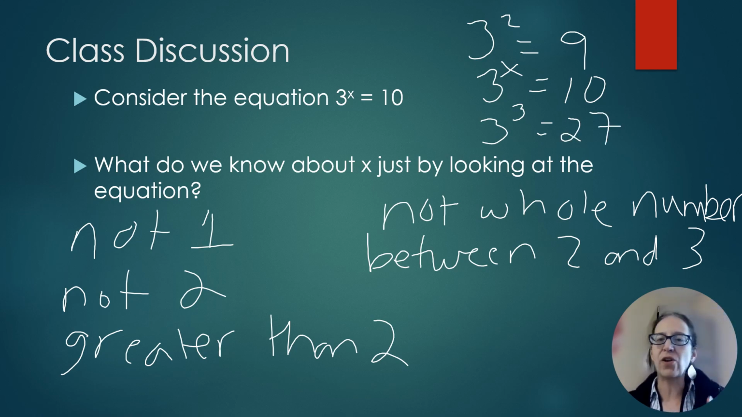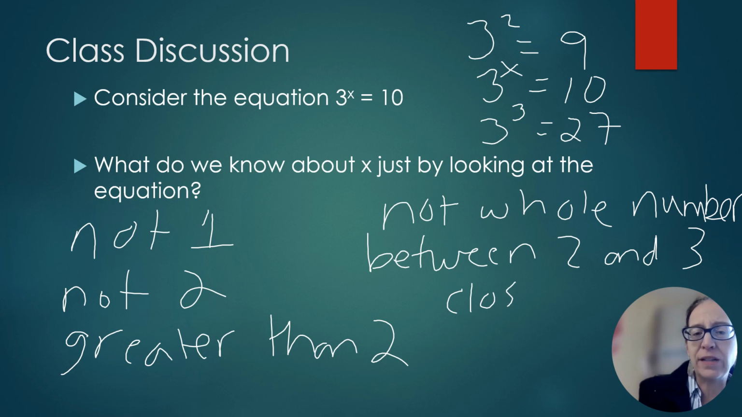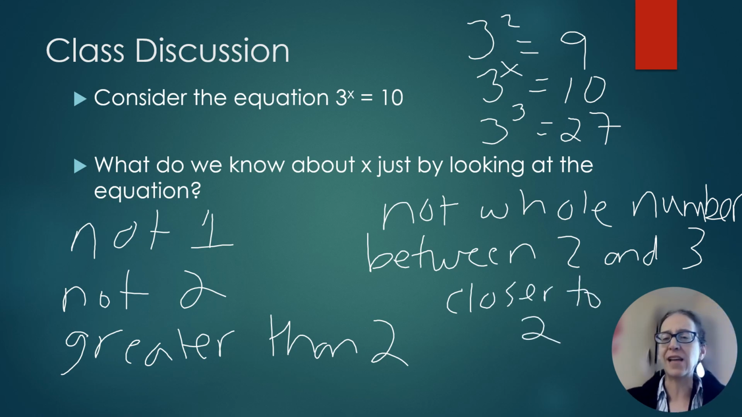And so once we start looking at that, a student might say, well, I think x is going to be closer to 2. And the reason for that is because 10 is closer to 9 than it is to 27. So then we'll talk about it a bit more: do you know how close it's going to be? And then we get a little bit of, well, I'm not sure.